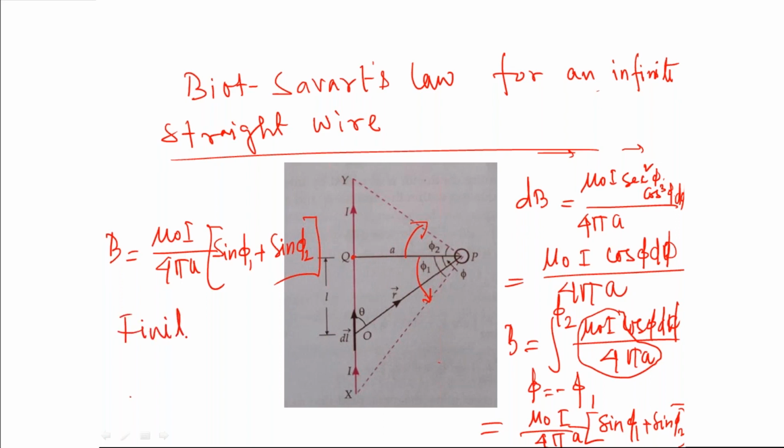Before I go for the examples, let me tell you what happens when the wire becomes infinite. So suppose the wire is infinite. So what happens in that case?